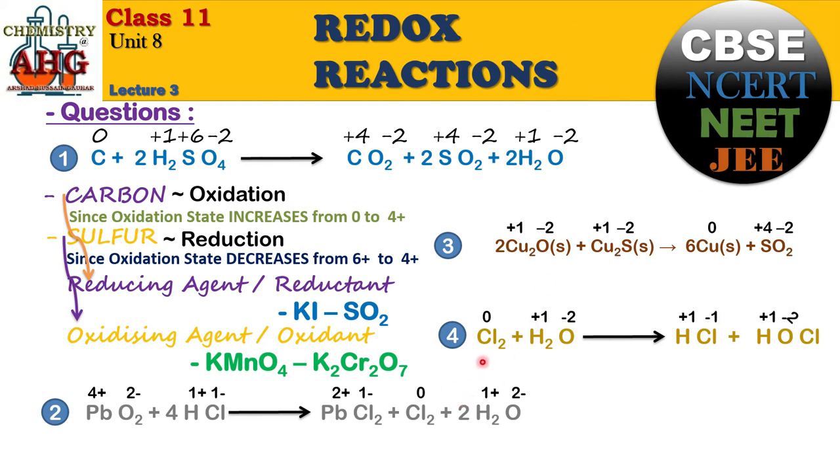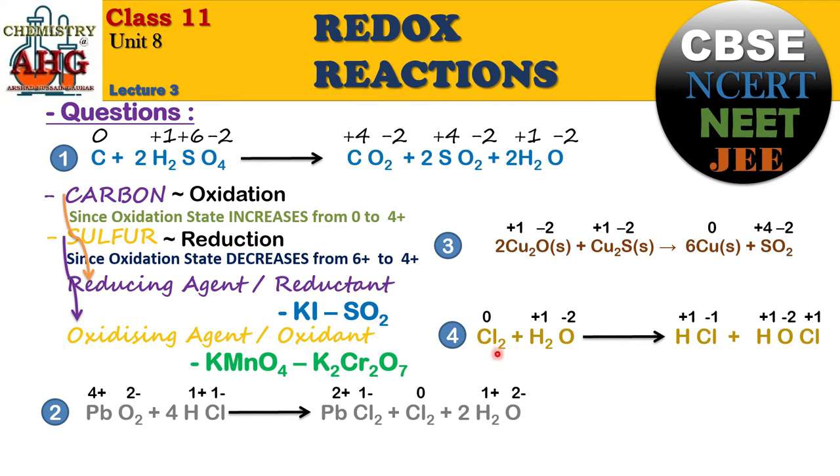What you can see, the oxidation state of chlorine before the reaction is 0. After the reaction, it has become -1 here. 0 to -1, decrease. Decrease in oxidation state is known as reduction. Chlorine has been reduced. Hydrogen, no change. Oxygen, no change. Then what does this mean? It means in this example, as I told you, this is a unique example. Why? In this case, you can see chlorine has been reduced, as well as chlorine has been oxidized.